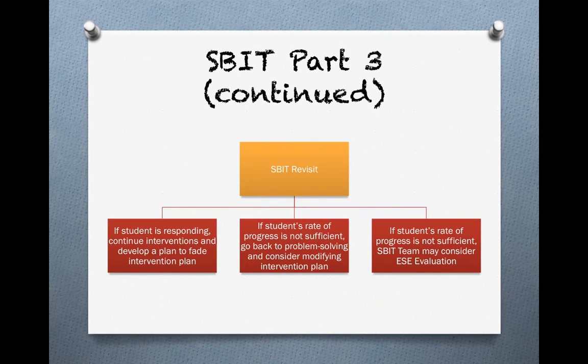If the student is responding positively and at a rate that will close the gap, the team recommends to continue the interventions. If the student's rate of progress is not sufficient, the team has two options. One option is to go back to problem solving and consider modifying the intervention plan. The other option is to consider an evaluation for ESE eligibility.